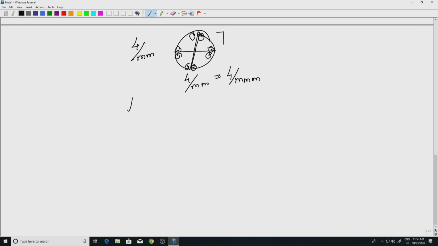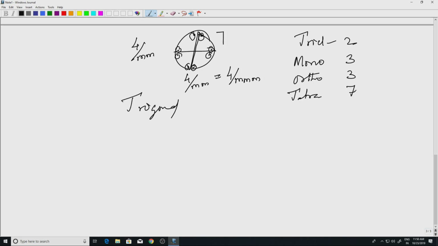Now we will go to trigonal. So the summary is: triclinic 2, mono 3, ortho 3, tetra 7. Totally 15 point groups.